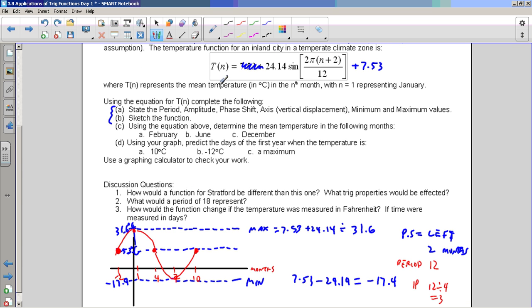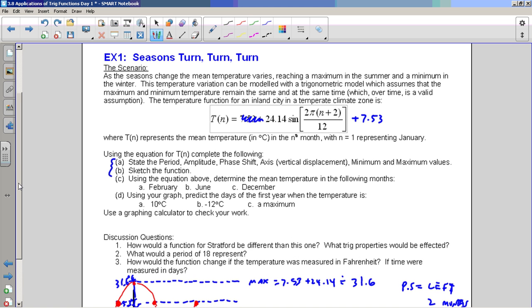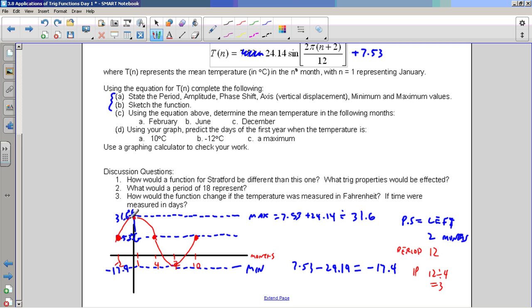Where Tn represents the mean temperature in the nth month, with n equals 1 representing January. So n equals 1 is January, and it's 31 degrees. That seems strange. Where is this place? No, it's not local. This might be in the southern hemisphere somewhere, I suppose, unless I goofed this up. I can see the phase shift back left 2 months, and now let's start answering the questions. This seems strange, that in January, month 1, it would be 31 degrees. This is probably like Sydney, Australia, or something like that, maybe.